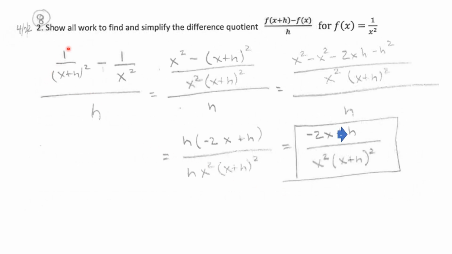The second problem, you were to show all your work and find the difference quotient, f of x plus h minus f of x over h, for f of x equals 1 over x squared. And so what you should have written, I gave you 4 points for this, 1 over (x plus h) whole squared minus 1 over x squared, over h. And then you got 2 points for the numerator and 2 points for the denominator. When you simplify this, you should have gotten minus 2x minus h over x squared times the whole of (x plus h) whole squared, and that had to be a minus there, and there were 2 points for the numerator and 2 points for the denominator, a total of 8 points.